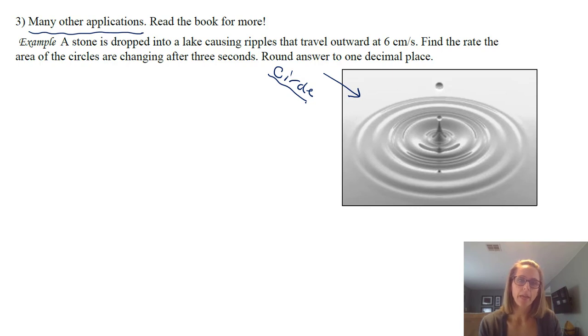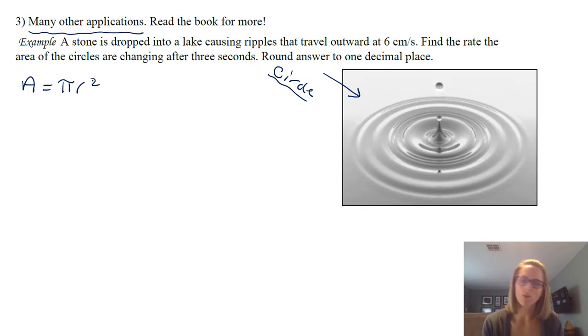Find the rate the area of the circles are changing after 3 seconds. Round the answer to 1 decimal place. So key things that we're going to need here is we're going to need the area of a circle. And hopefully you remember that it is.